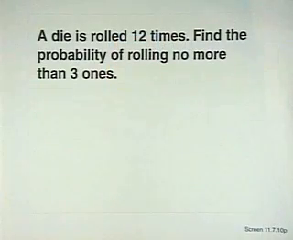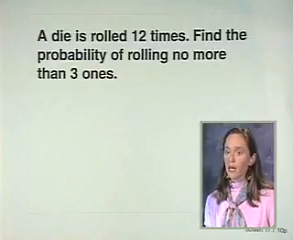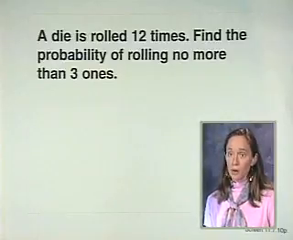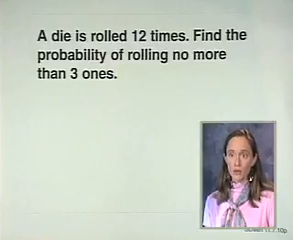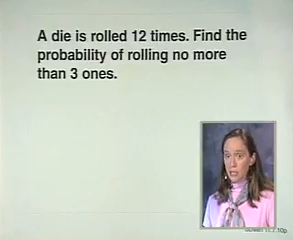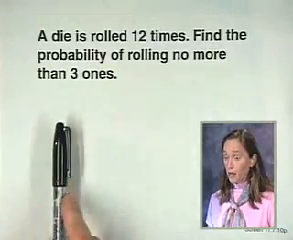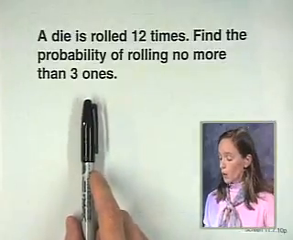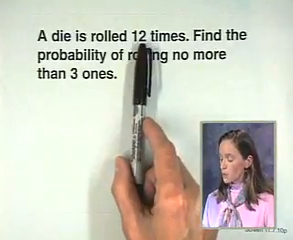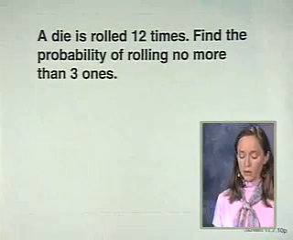Let's use this now. A die is rolled 12 times. Find the probability of rolling no more than 3 ones. In order for this to be a binomial probability problem, we need to figure out what the 2 possible outcomes for the experiment are. Our successful outcome is rolling a 1 on the die. Our failure outcome is not rolling a 1 on the die. We're going to run the experiment 12 times. We want the probability of rolling no more than 3 ones.